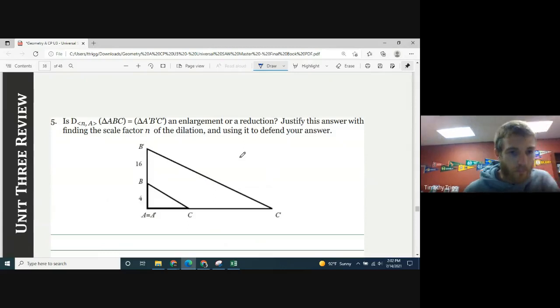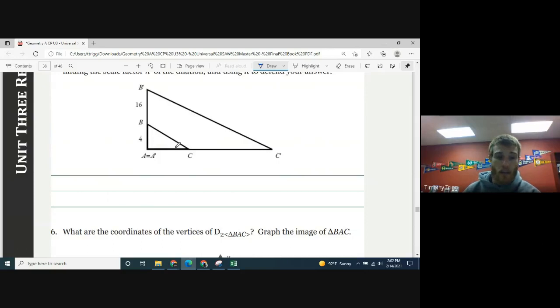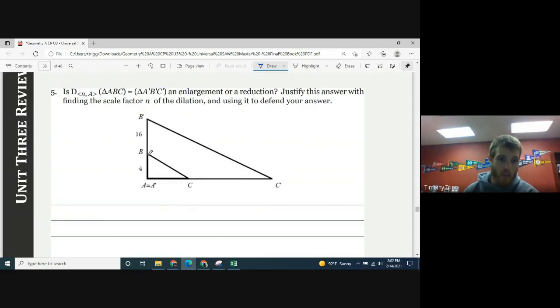For number 5, it says, is this an enlargement or a reduction, basically? Justify your answer by finding the scale factor n of the dilation and using it to defend your answer. So first, let's look at the pre-image. The pre-image is the triangle we start with. That's this one here. So this is the starting triangle, and then the triangle you end up with is the enlargement. So the enlargement is this triangle here, or the dilation, I should say. I gave away the answer. So the dilation is this triangle here.